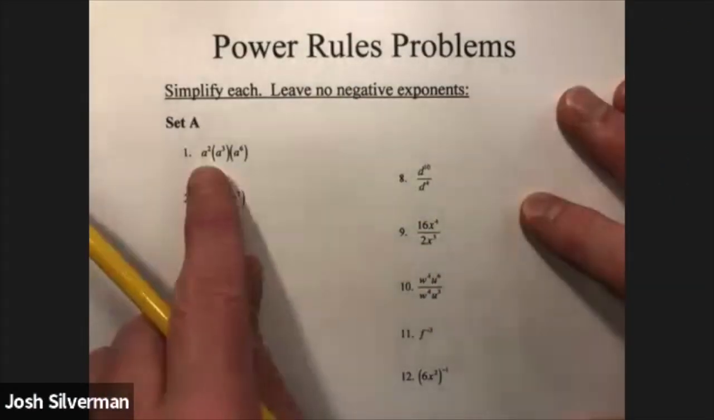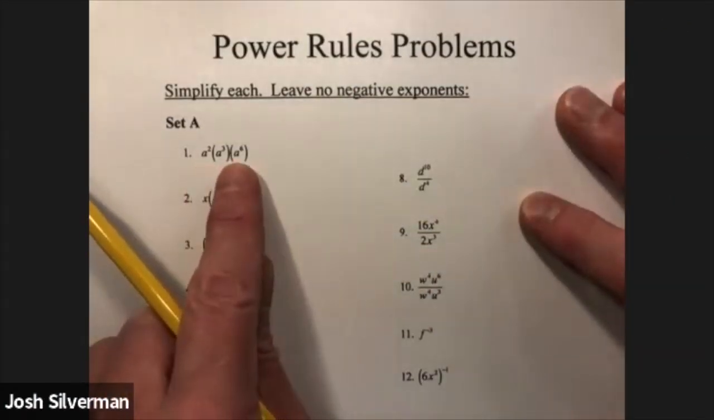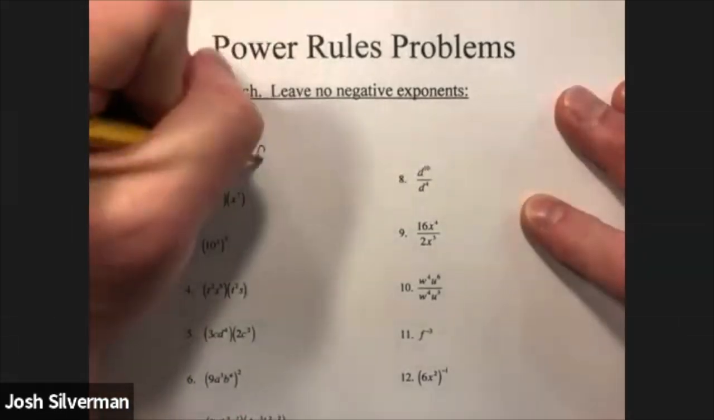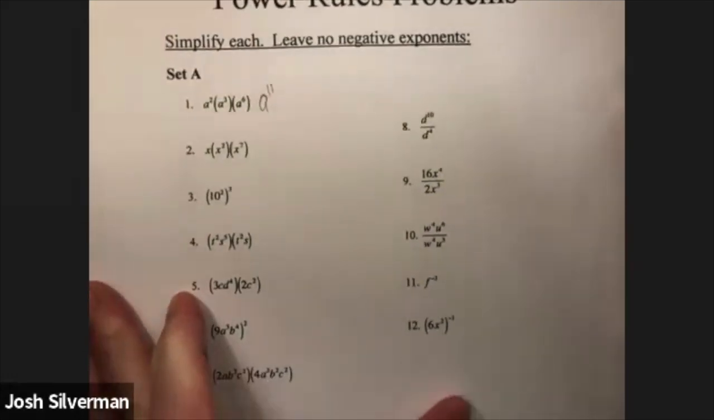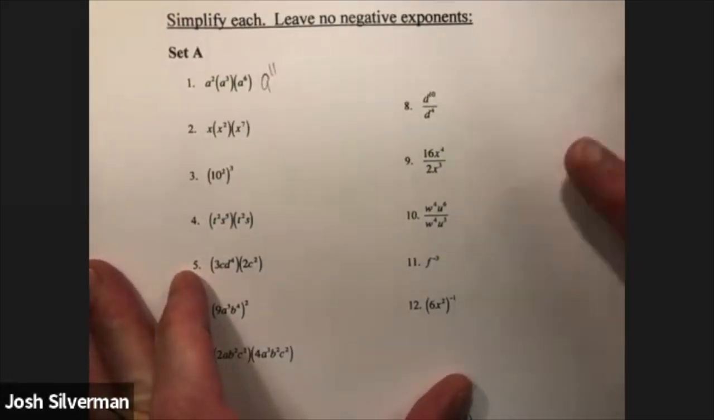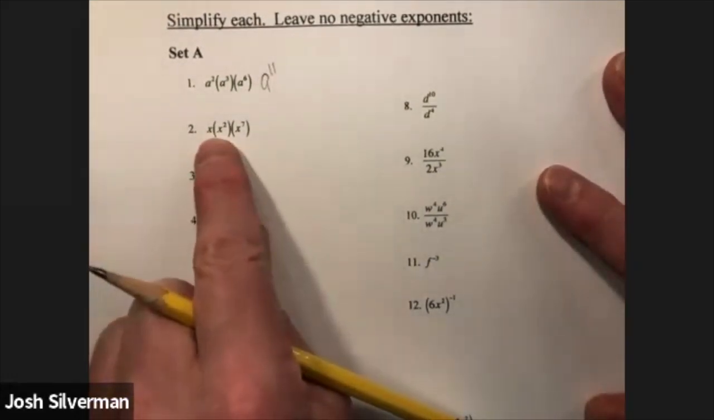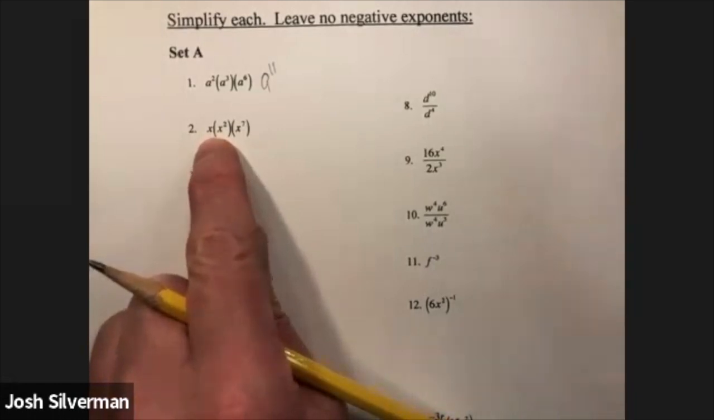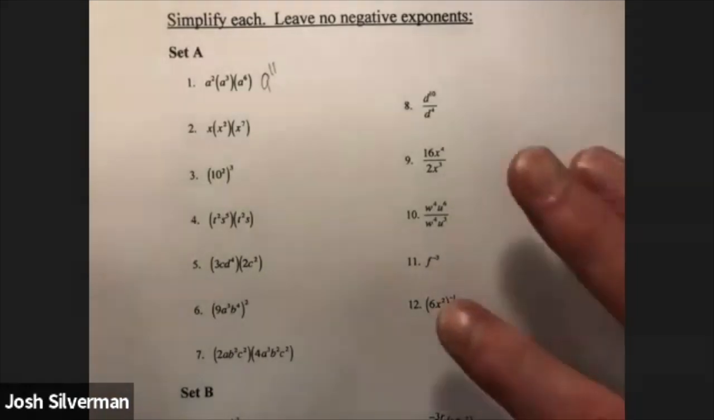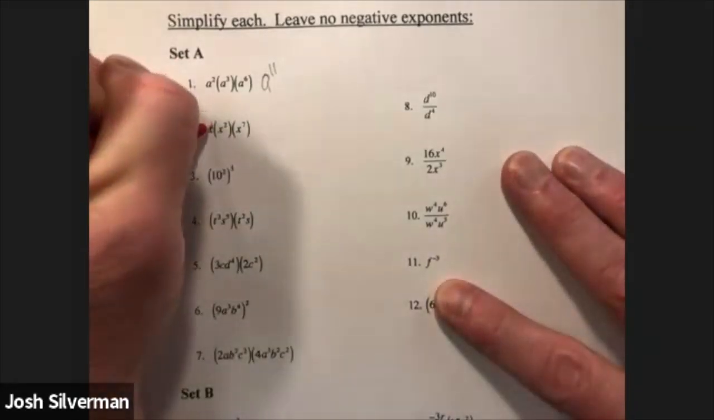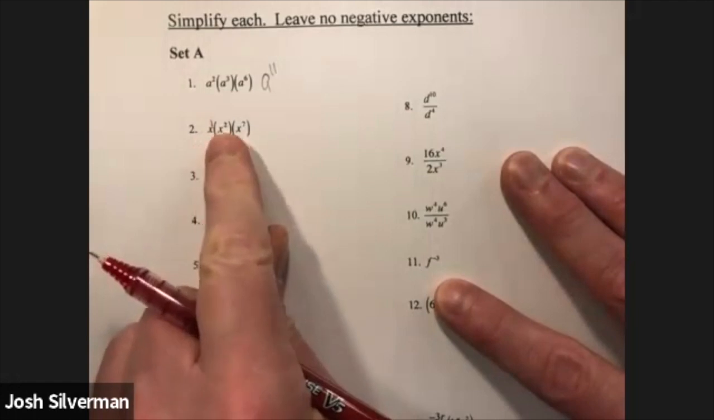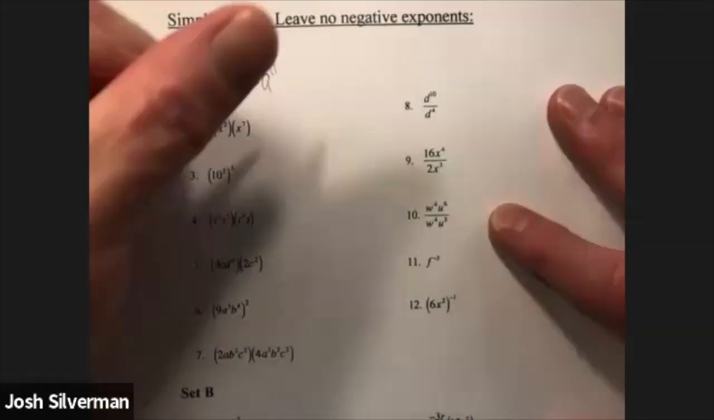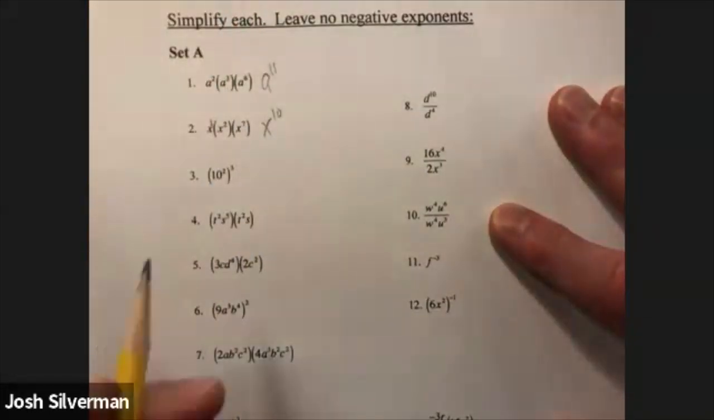a to the second times a to the third times a to the sixth. That is the multiply rule. We're going to add 2 plus 3 plus 6. That's going to give us a to the 11th. X times x to the second times x to the seventh. Now, it might look like there's no exponent on that x, but there is. You just can't see it. It's a hidden 1. So we're really doing x to the 1 times x to the 2 times x to the 7, and 1 plus 2 plus 7 is 10.